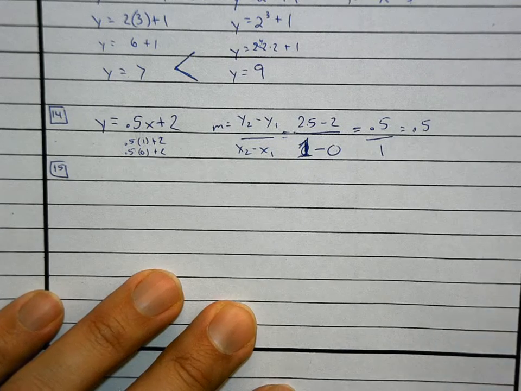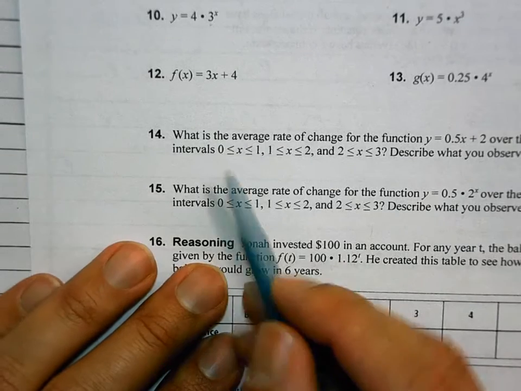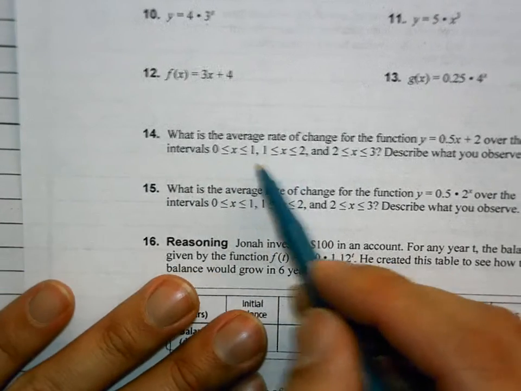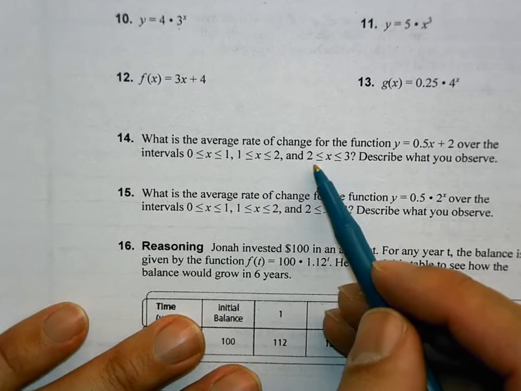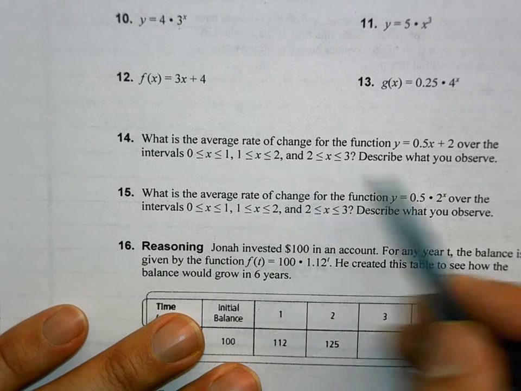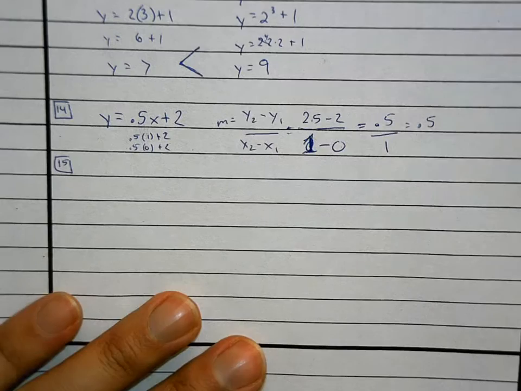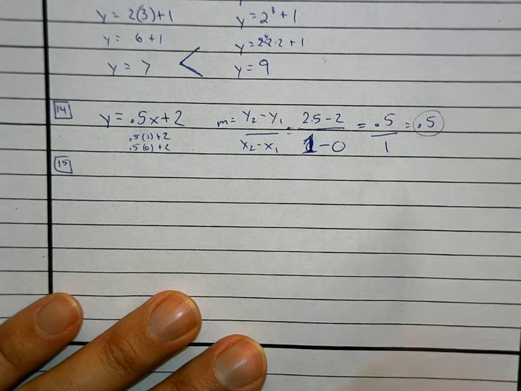I'm going to find the average rate of change between 0 and 1, between 1 and 2, and between 2 and 3. And then I have to describe what I observed, because this is only the answer to my first interval.